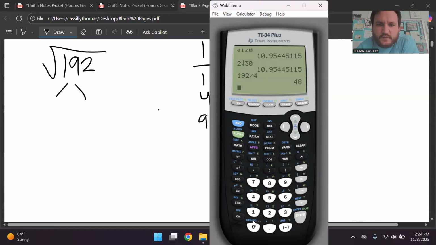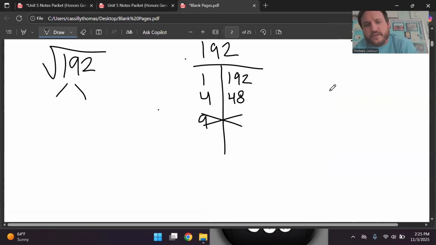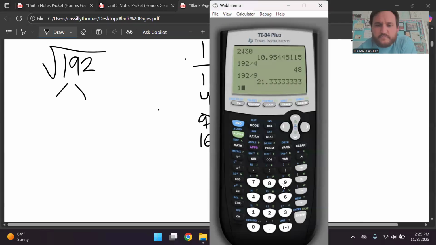192 divided by 9. All right, so that's a decimal, so we do not want that one. So I'm just going to cross that one out. How about, let's just keep going. 16. Can I do 192 divided by 16? All right, that gives me a 12.